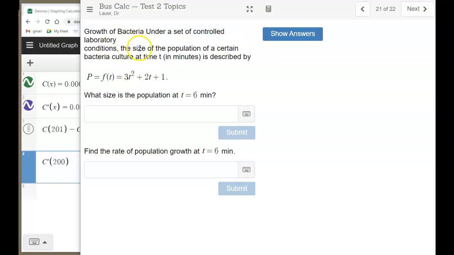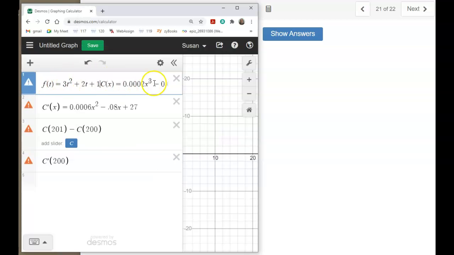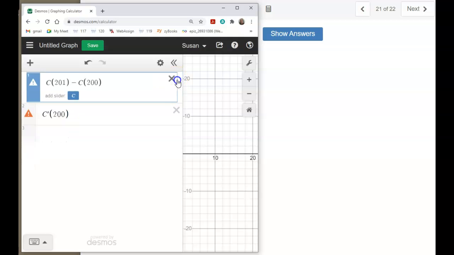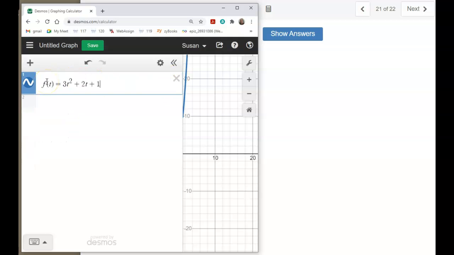I want a bacteria growing here, so P is f of t, which is this equation. So here's my equation. This first asks for the population at t equals 6 minutes. Well, this is the population, so I'm just putting 6 minutes in. So that would be like c of 6, where we have over here, only you're going to put f here. So I could just copy and paste this. Clear that out and put my graph in, and then I'll need to go and do f of 6.